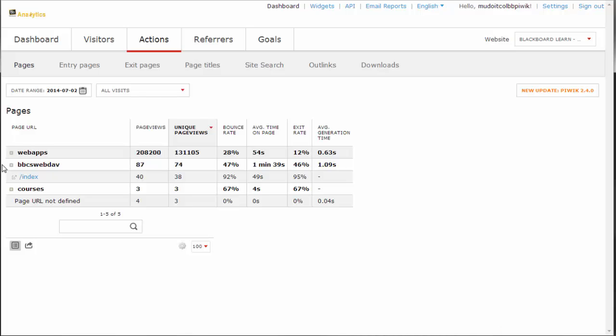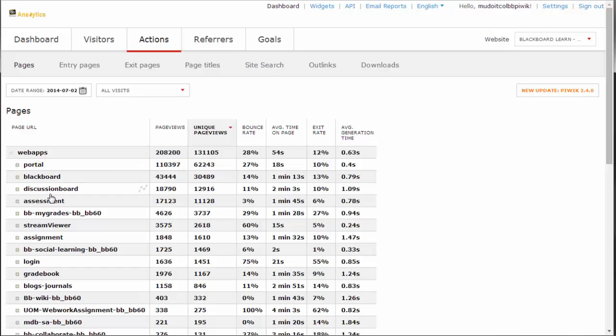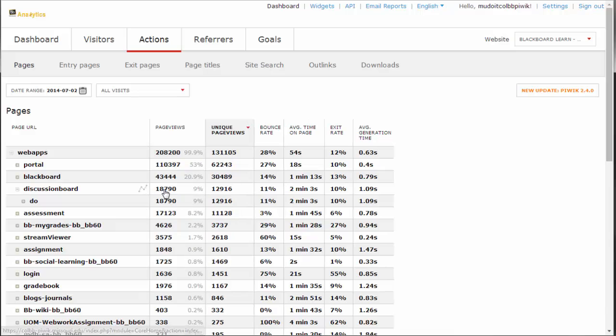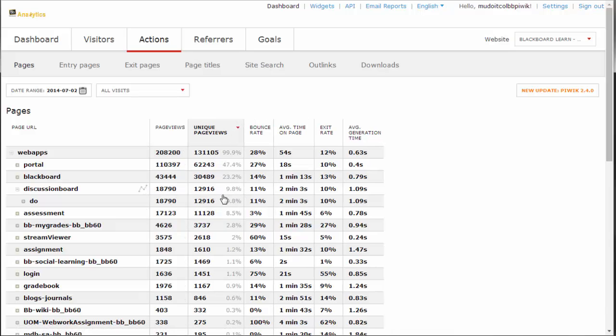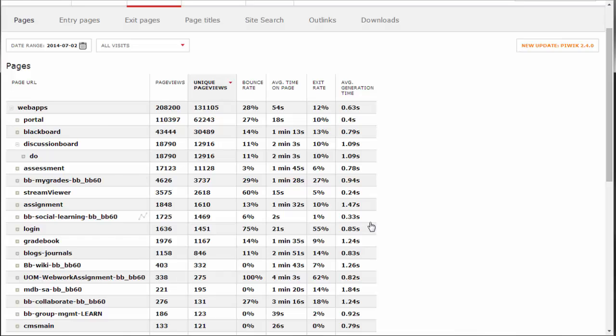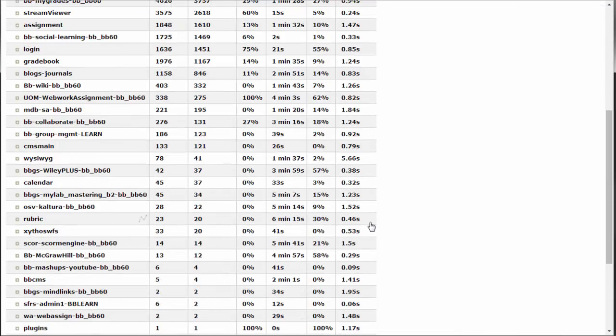Actions is a very interesting area too. You can see different areas. So for example, discussion board, the number of page views, the number of unique page views, the average time that a user spends on the page, and an average page generation time. This can be very helpful in you understanding how long pages take to load in the environment, and if we're seeing larger times for certain pages, while others are very short.